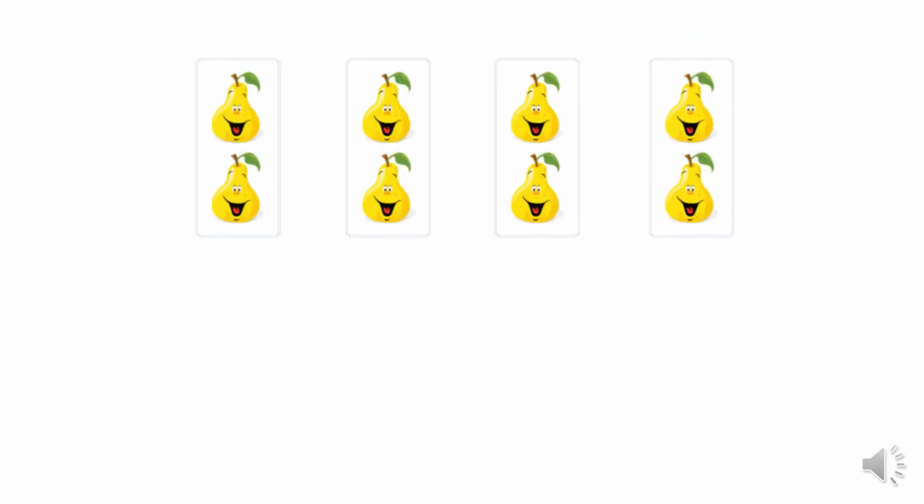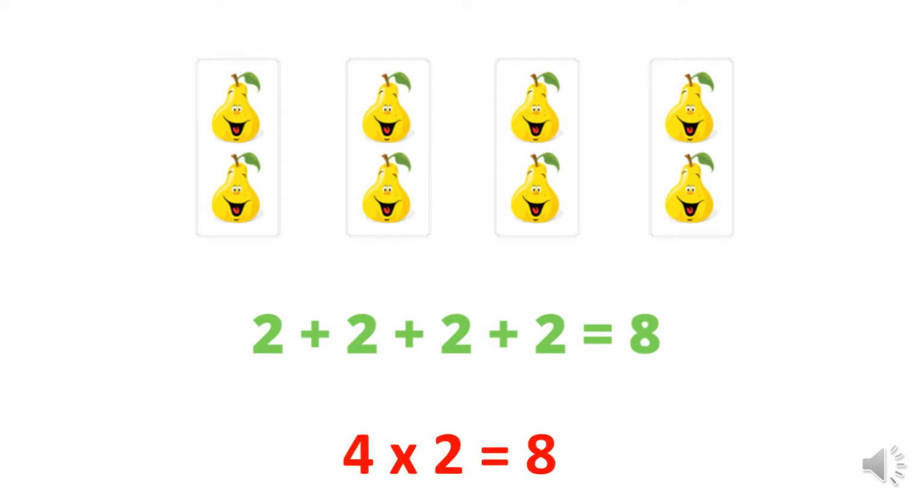So have a look at this picture here of the pairs. Can you work out the repeated addition number sentence? We have 2 pairs, 2 pairs, 2 pairs, 2 pairs. We have 2 plus 2 plus 2 plus 2 equals 8. Can you use that now to help you write the multiplication number sentence? So how many groups do we have? We have 1, 2, 3, 4 groups. 4 equal groups. How many pairs are inside each group? 2. 4 equal groups of 2, so we can write down 4 times 2.